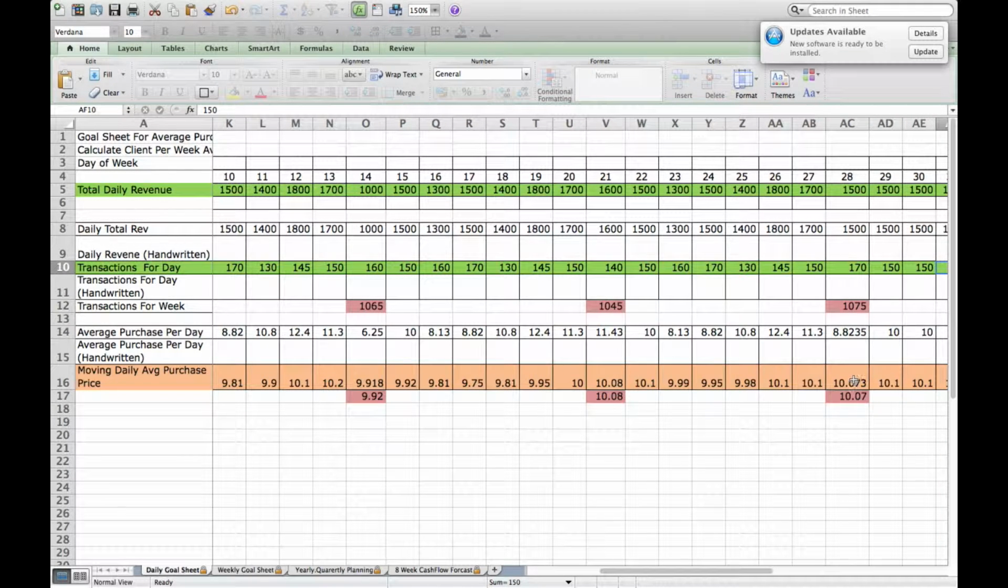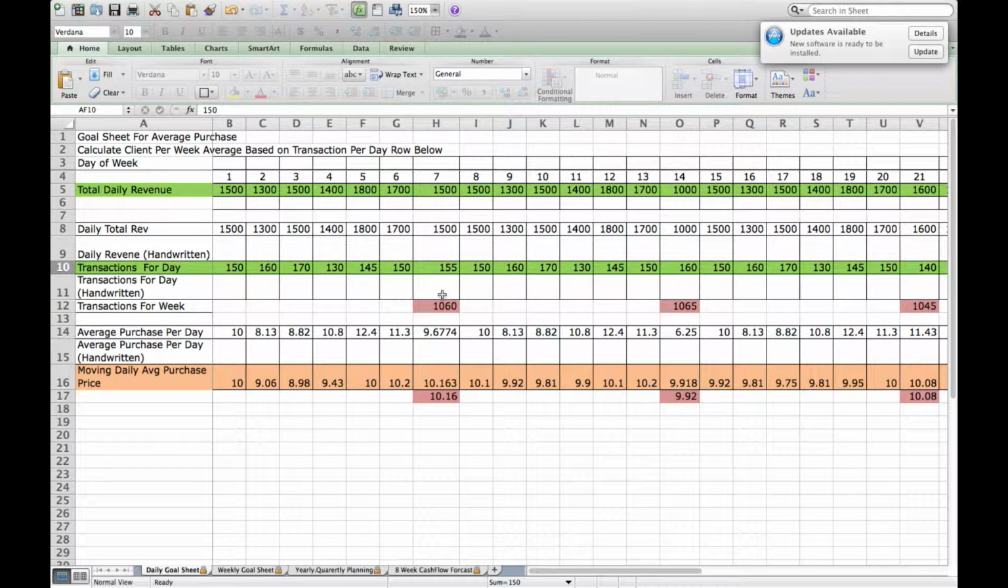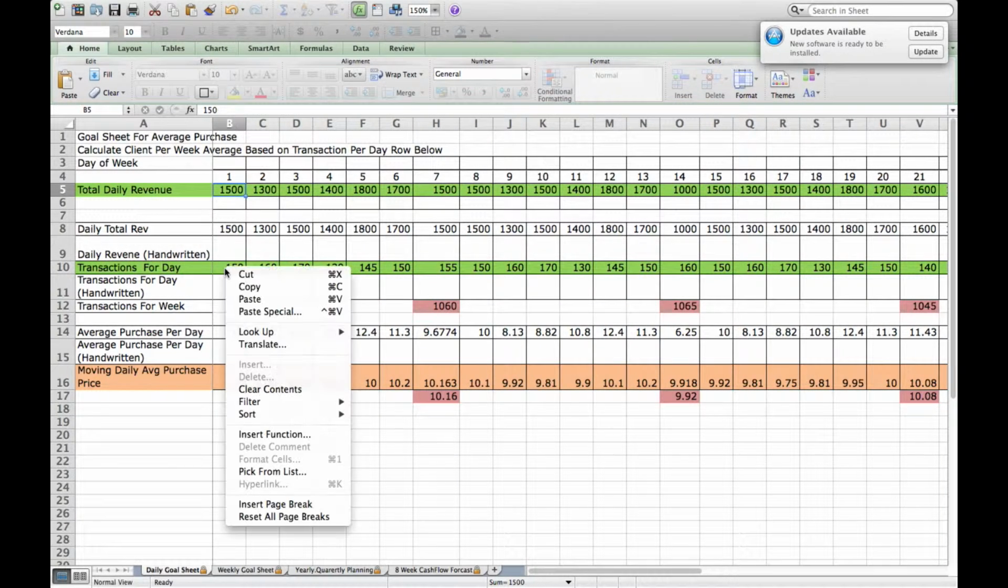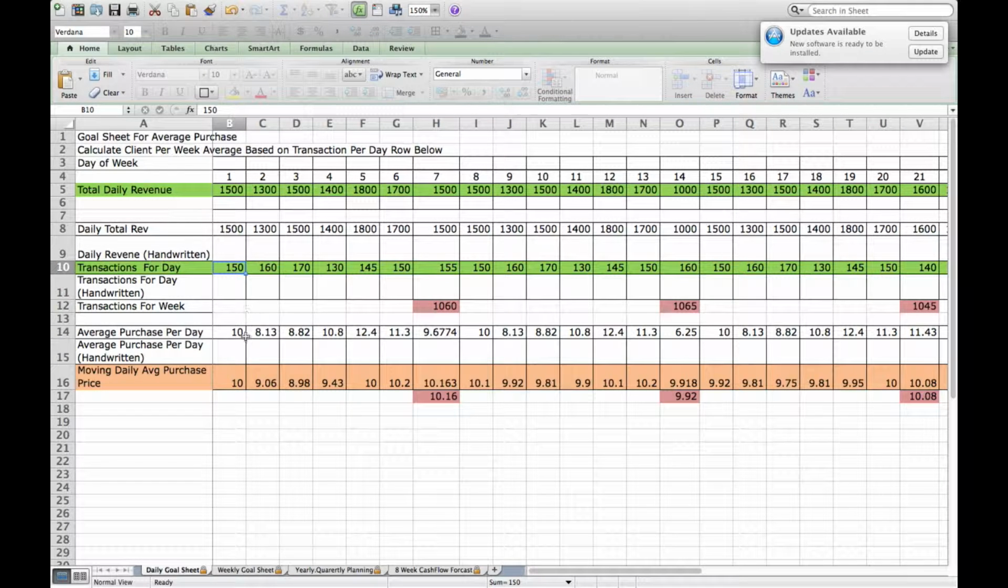And then we have $10.07, which we also can see right there. Now, the other thing is, that's this spreadsheet. So again, all you do is input the revenue and transactions per day, and it helps you monitor where your average purchase throughout the month is at.